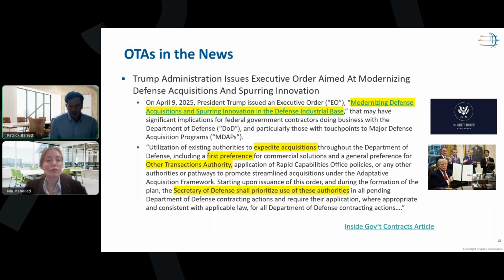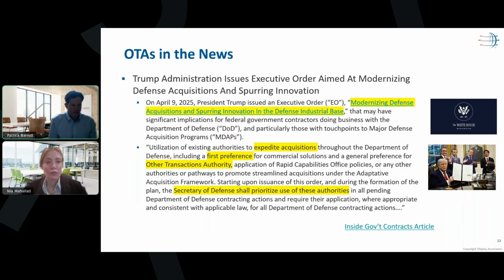All right, so I'm sure everyone has seen the news in the last year to some extent, and specifically a lot of the executive orders coming out of the current administration. But I'm going to point out a few that I think are pretty important for everybody here to be aware of. So the first is back in April, the Modernizing Defense Acquisitions and Spurring Innovation within the Defense Industrial Base, or the DIB.